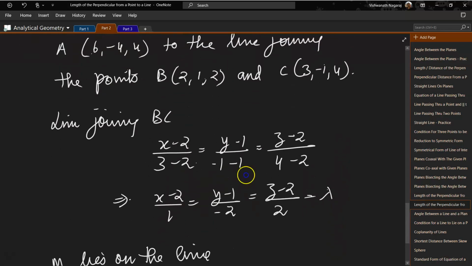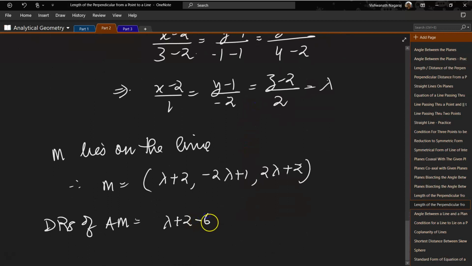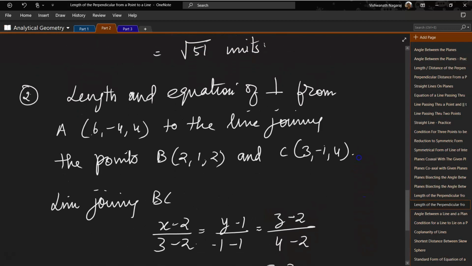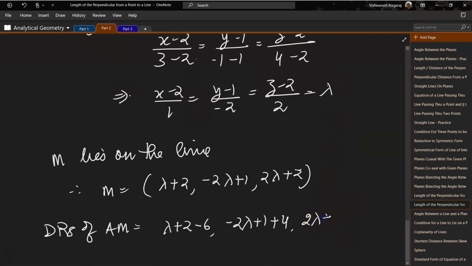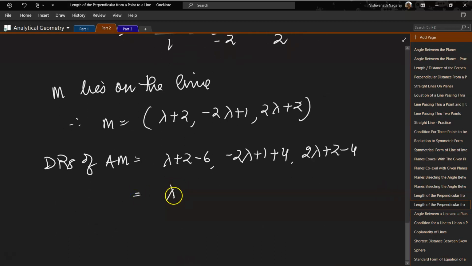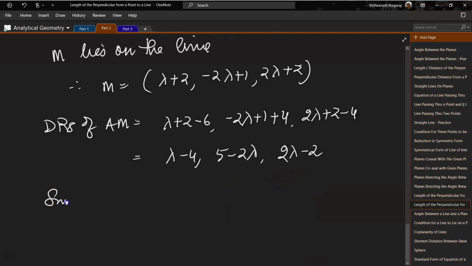A is what? 6, 4. So minus 6, minus 2 lambda plus 1, minus minus 4, so that is plus 4. It is minus 4, right? So it is minus 4. Now it is 4, so 2 lambda plus 2 minus 4, which would be lambda minus 4, 5 minus 2 lambda, just to avoid minus in the beginning itself, and 2 lambda minus 2.